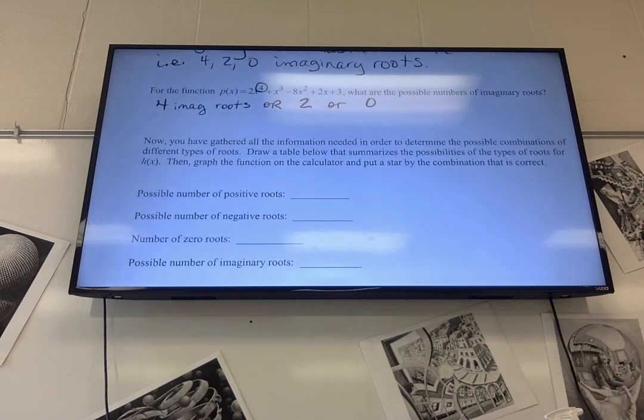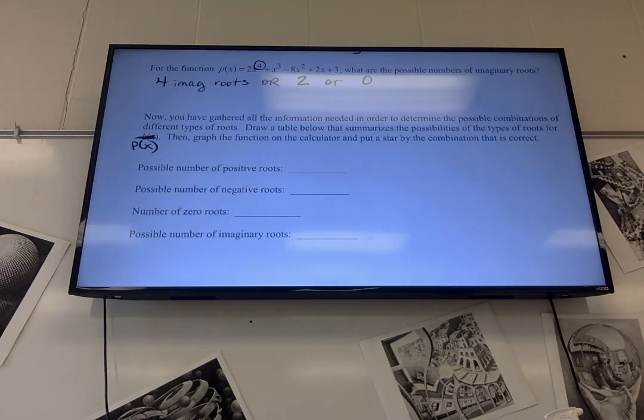So we've gathered all that information, it says. We're going to draw a table below that summarizes the possibilities of the types of roots for, it says h of x, it's p of x that we've been doing. I don't know why it says h of x. Then graph the function on the calculator and put a star by the combination that is correct. Okay, so we have positive roots, negative roots, zeros, and imaginary. I'm going to leave a little spot up at the top, sorry. Positive, negative, 0, or imaginary.